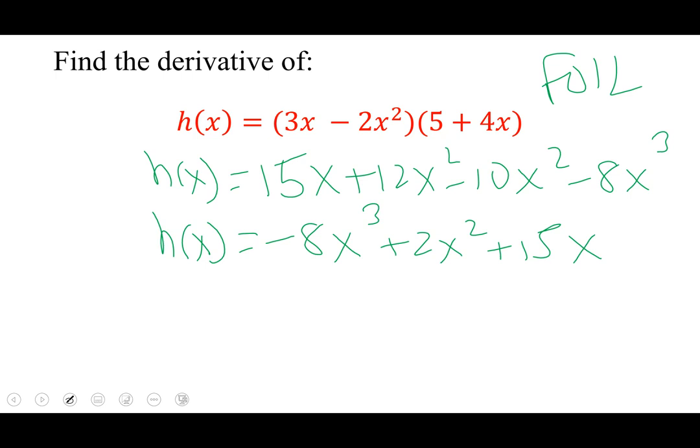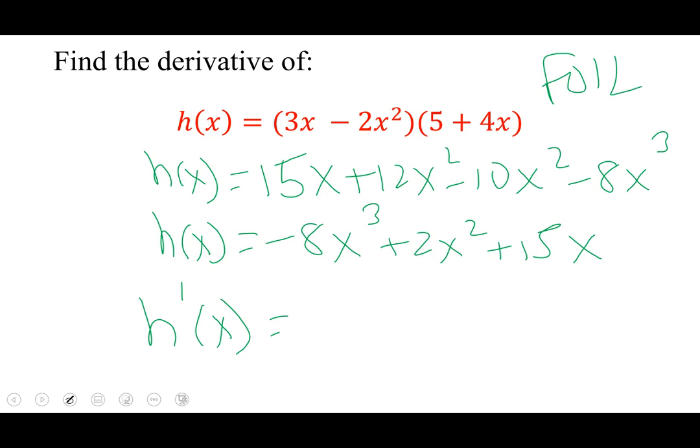Notice this is still h of x because of the fact I haven't taken any derivatives yet. All I've done is some algebra. Once I'm actually ready to take the derivative of h of x, it would be h prime of x. And you would go ahead and take the derivatives one at a time.